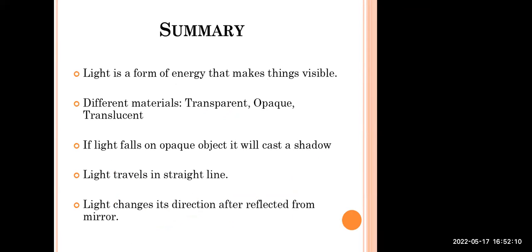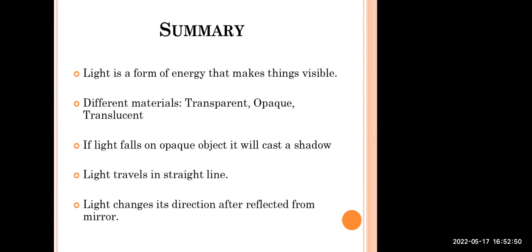So, the summary of this presentation: light is a form of energy that makes things visible. The non-luminous objects we are able to see when light falls on them. There are materials that are transparent, opaque, and translucent. If light falls on an opaque object, it will cast a shadow, because an opaque object cannot pass light through. So when we place a screen behind it, we can get a shadow.